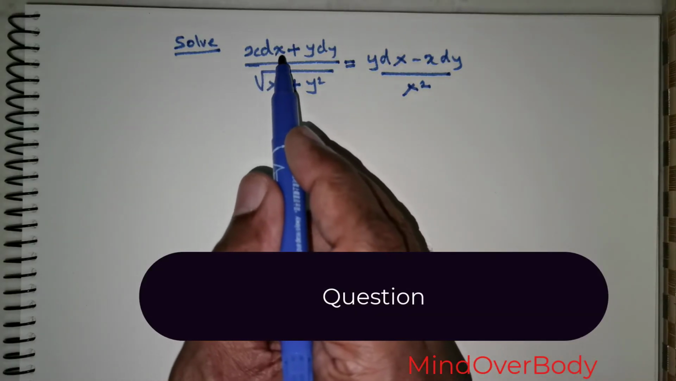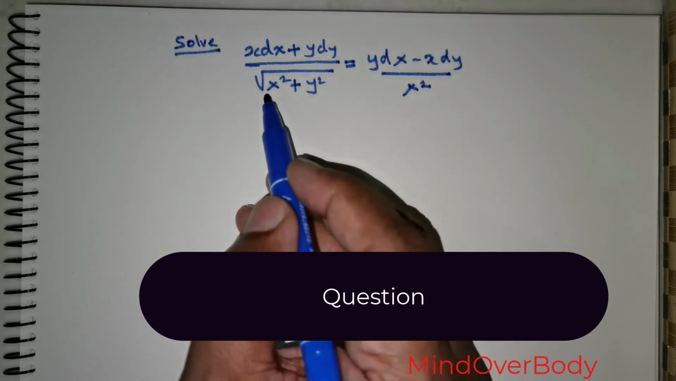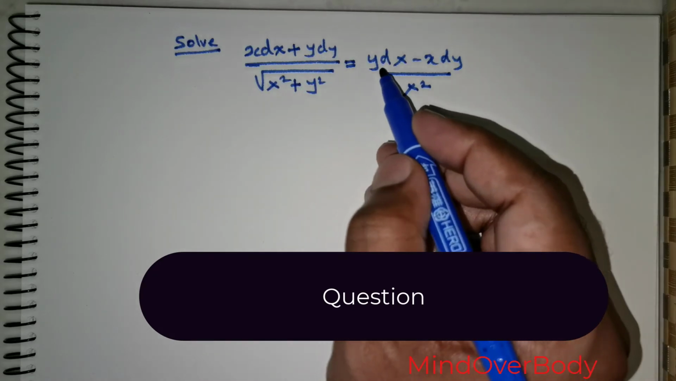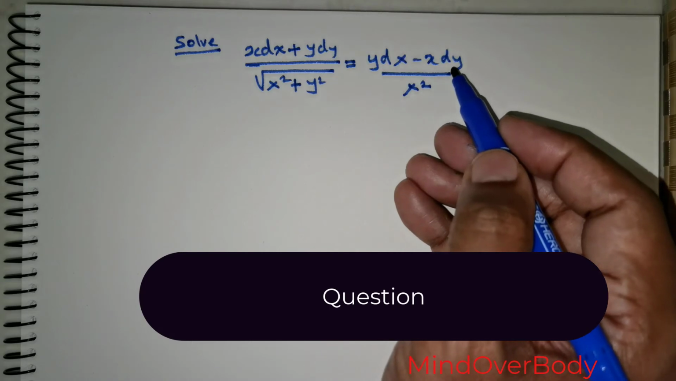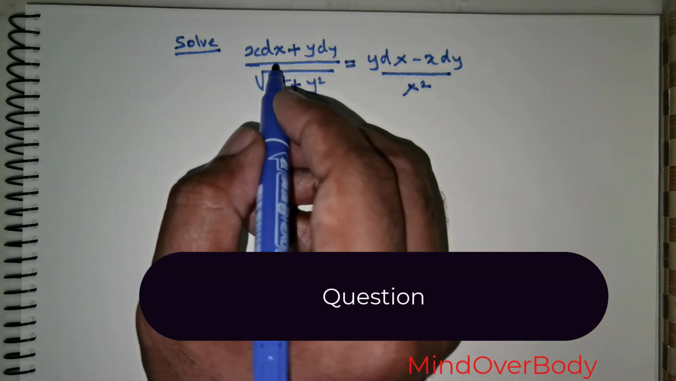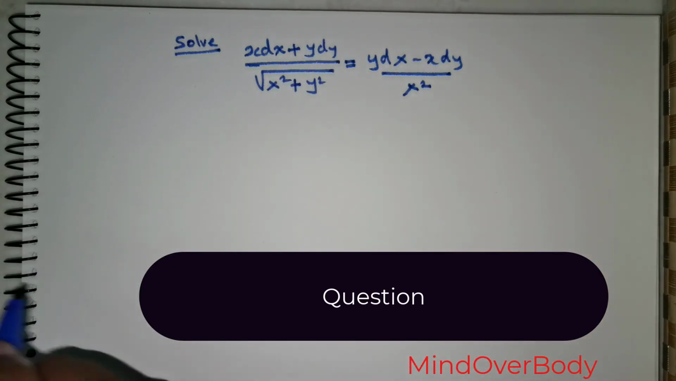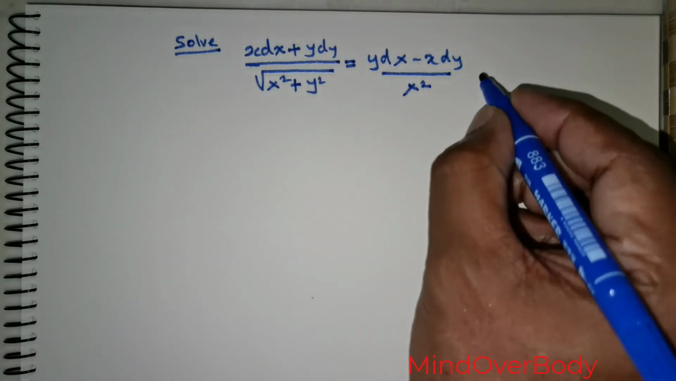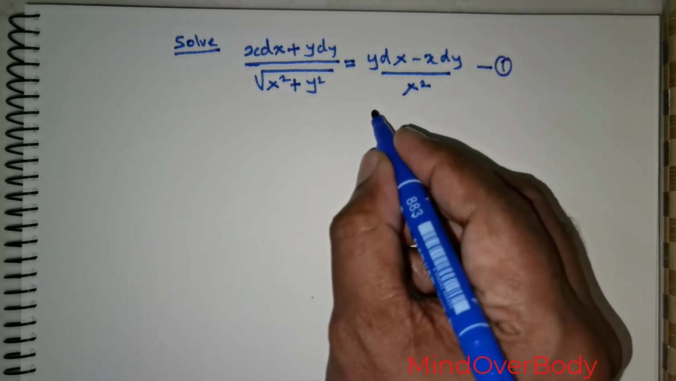Students, we are given this question, we are expected to solve x dx plus y dy divided by root of x squared plus y squared is equal to y dx minus x dy divided by x squared. Now the left hand side is simple, but in the right hand side we need to do some alterations. So I'm going to take this as 1 and then I'm going to state it.